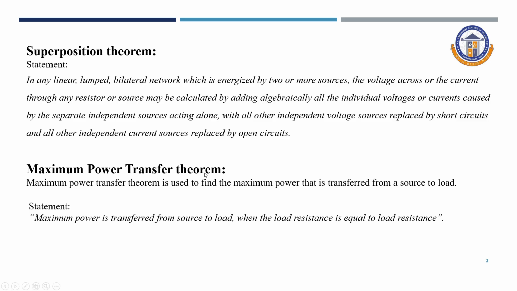The maximum power transfer theorem helps you understand how source energy is maximally transferred to the load. The maximum power is transferred from source to load when the load resistance is equal to the source resistance. Not the load resistance, it's the source resistance. So whenever your load resistance is matched with your source resistance, at that time the maximum energy of your source is transferred to your load side. That is your maximum power transfer theorem.